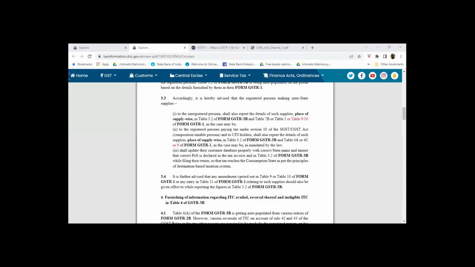It is hereby advised that registered persons making interstate supplies to unregistered persons shall report the details of supplies, place of supply wise in table 3.2 of Form GSTR 3B and table 7B or table 5 or table 9 or table 1 of Form GSTR 1 as the case may be.